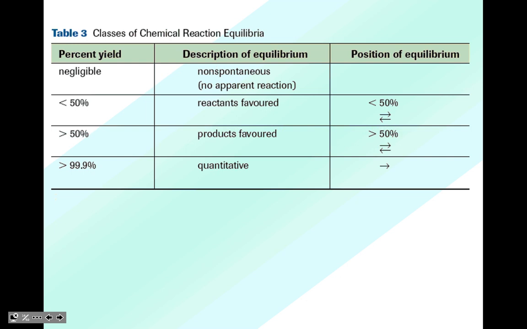which is a shame. So here's an example, just in table form. Reactants are favored. You still have the double arrow, and it's going to be less than 50%.